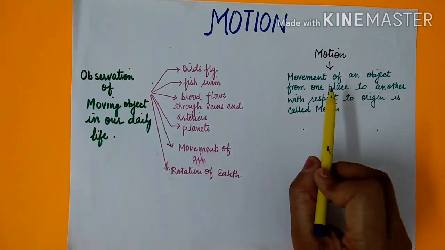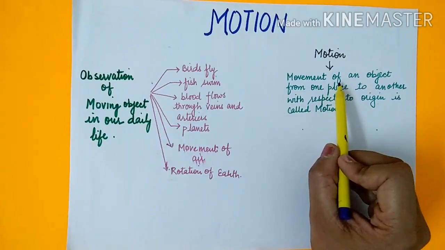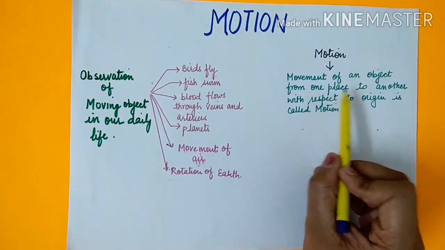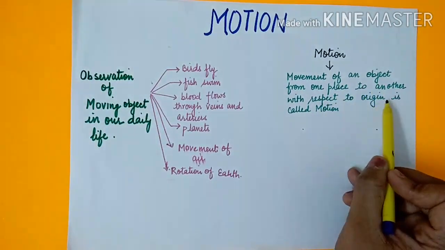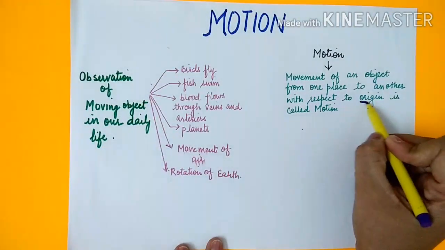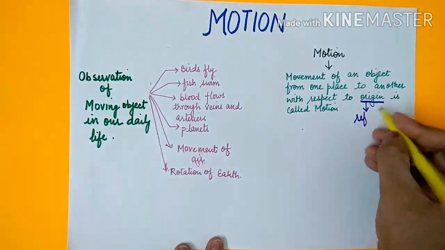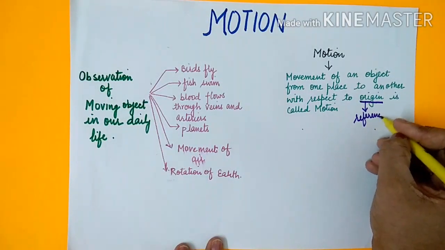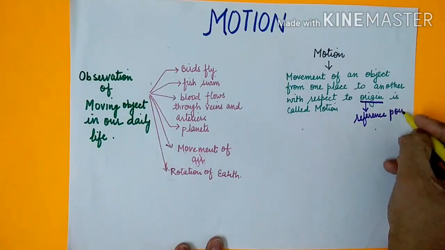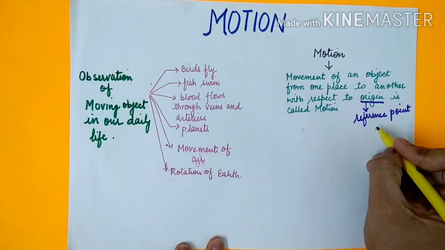Now come to the main topic, that is motion. So what is motion? Movement of an object from one place to another with respect to origin is called motion. Now what is origin? Origin is known as reference point, from where the measurement is observed.